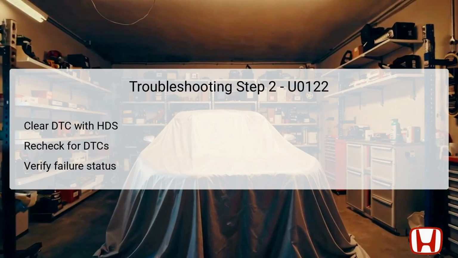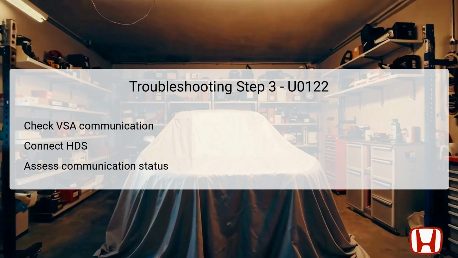Depending on the findings from this step, mechanics can proceed accordingly with additional testing or examination. The third step in the troubleshooting process requires checking communication with the VSA system using the HDS. This involves ensuring that the diagnostic tool is able to connect and communicate effectively with the VSA Modulator-Control unit. If successful communication occurs, you can then transition to the next troubleshooting step.